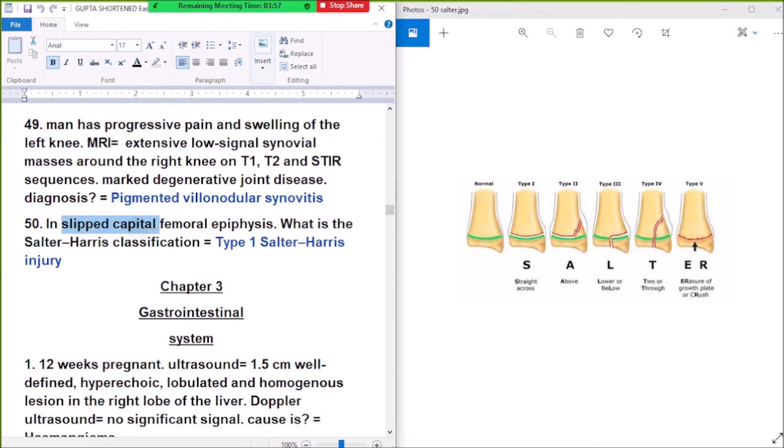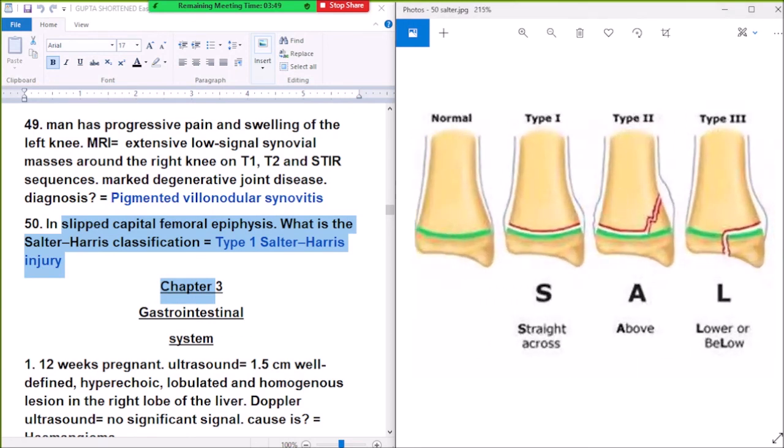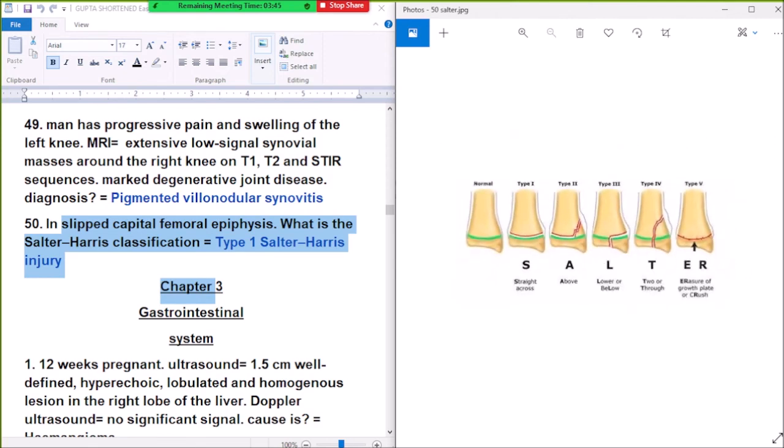Question 50. In slipped capital femoral epiphysis, what is the Salter-Harris classification? Type 1 Salter-Harris. In slipped capital femoral epiphysis, what is the Salter-Harris type? Type 1. Most common, I think, is type 2. Most common Salter-Harris fracture.